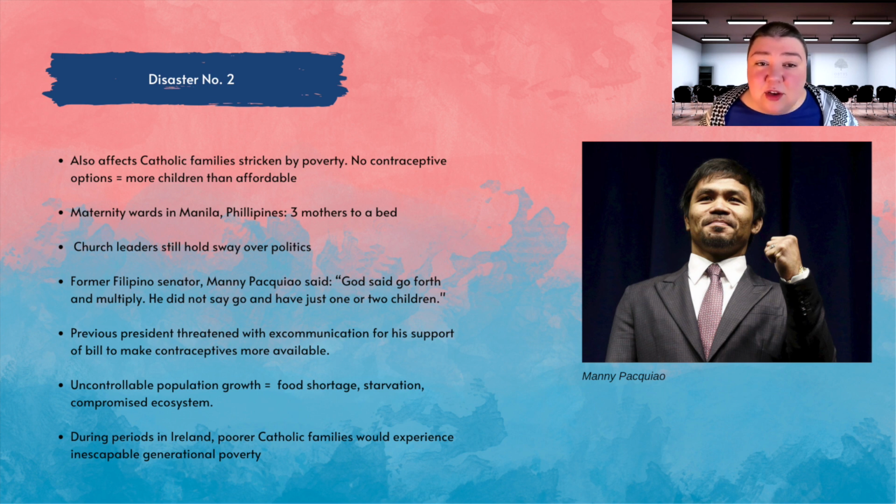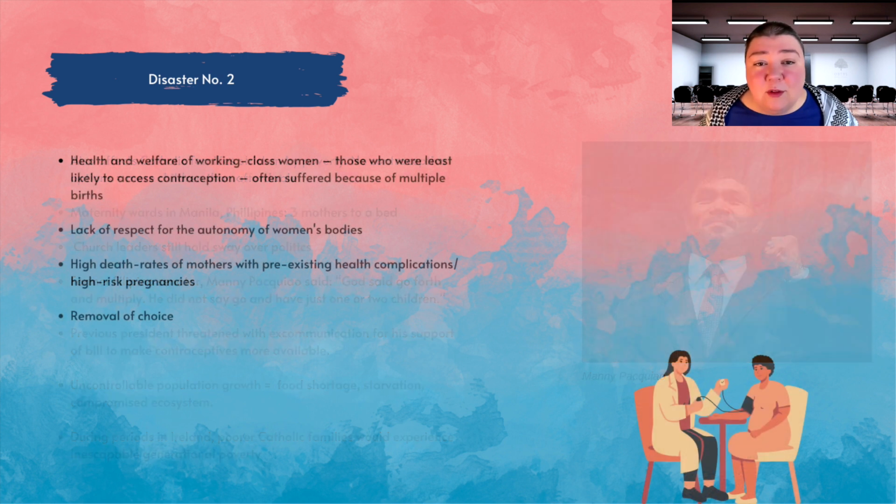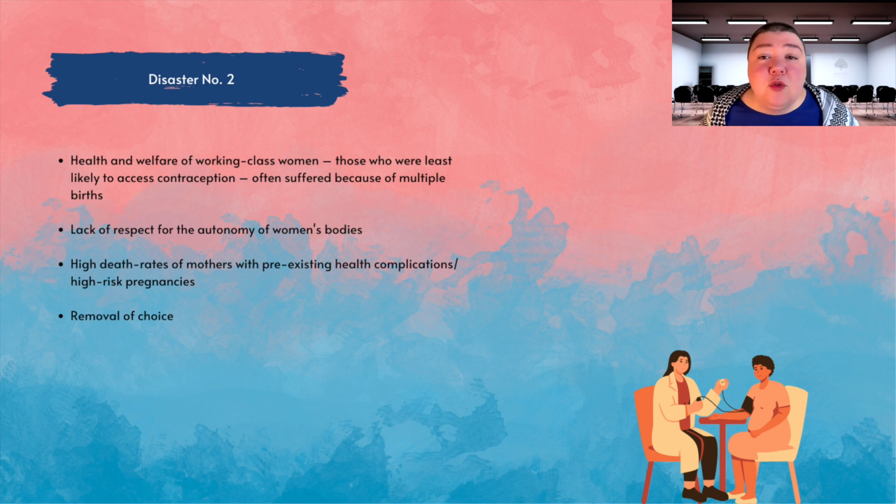And yet they could not, according to the Catholic Church, use contraceptives. Beyond this, the health and welfare of working class women, those who were least likely to have access to contraception, often suffered greatly as a result of multiple births. And this isn't even beginning to mention issues such as a lack of respect for the autonomy of women's bodies, the high death rate of mothers with pre-existing health complications, high-risk pregnancies, or the removal of choice.